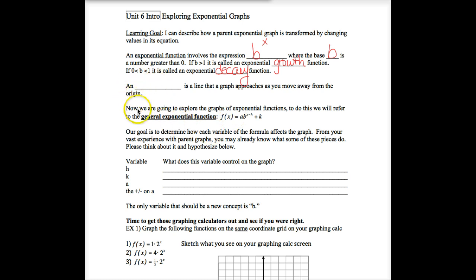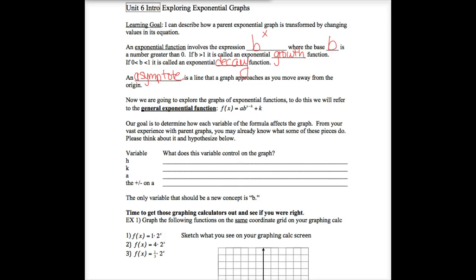We have a new vocabulary word here, and this is going to be very important because several different types of parent graphs that we're going to study this semester have these. And that vocabulary word is hard to spell. This is what it looks like. We read that asymptote. So an asymptote is a line that a graph approaches as you move away from the origin. So as x approaches infinity, as x approaches negative infinity, if the graph is getting closer and closer and closer to a specific line, then we call that an asymptote.